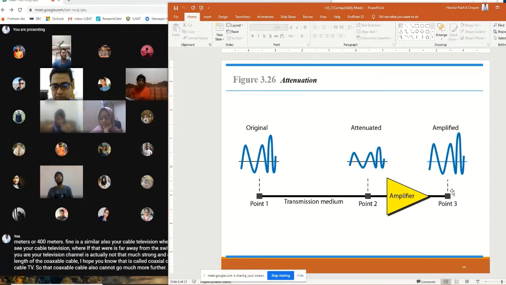Maybe 100 meters, 200 meters. After that, it starts reducing the signal strength. So that is another example that whenever you have a longer distance, your signal is actually reduced, depending on the type of the wire and depending on the distance. So that is the attenuation.